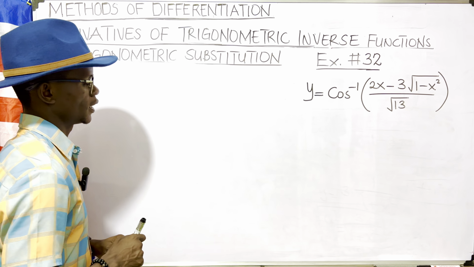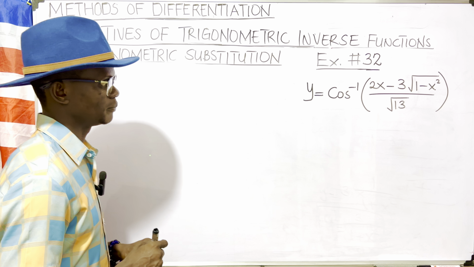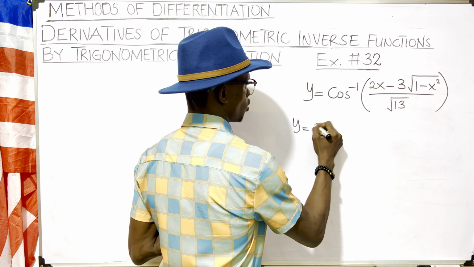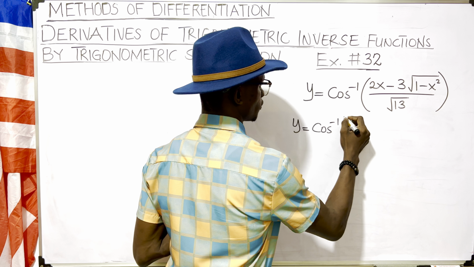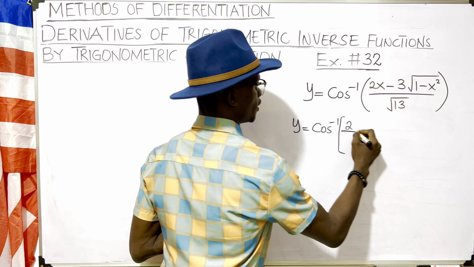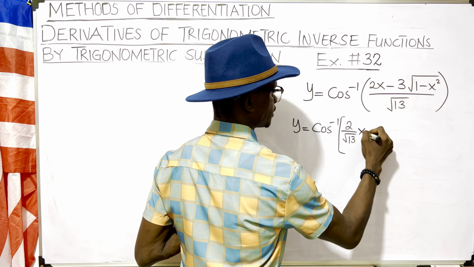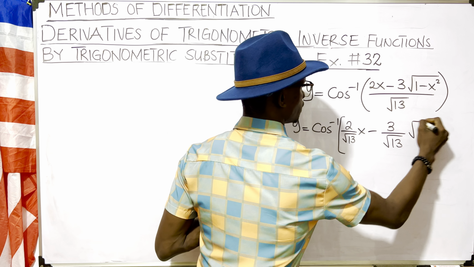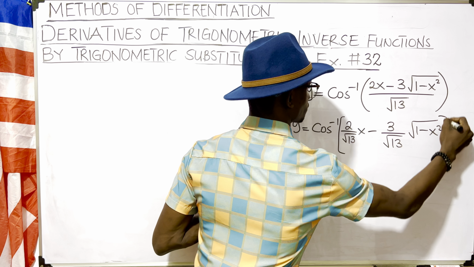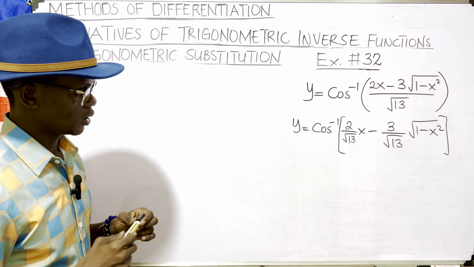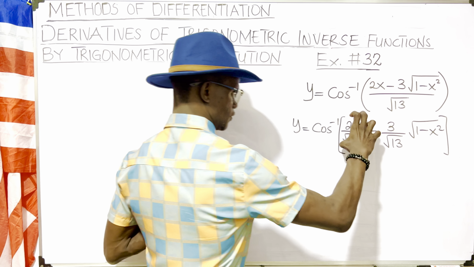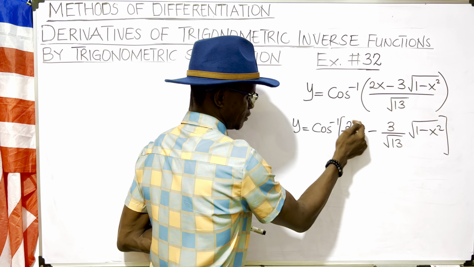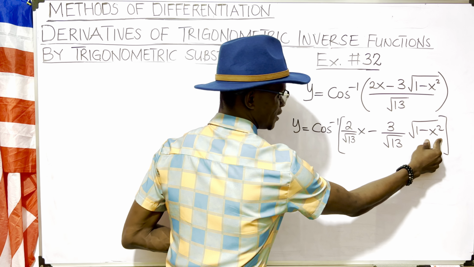So let's now solve the problem. What we can do here is rewrite this expression as cos inverse of 2 over the root of 13 times x, minus 3 over the root of 13 times the root of 1 minus x squared. What do you see? We have this term minus this term, but within this term you have this times this, and you have this times this as well.